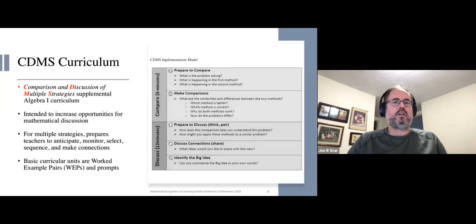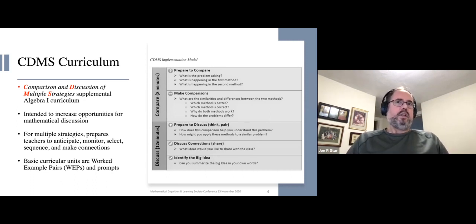Our curriculum, we call it CDMS, that's for comparison and discussion of multiple strategies. It is a supplemental Algebra 1 curriculum that's intended to provide increased opportunities for mathematical discussion through comparison.